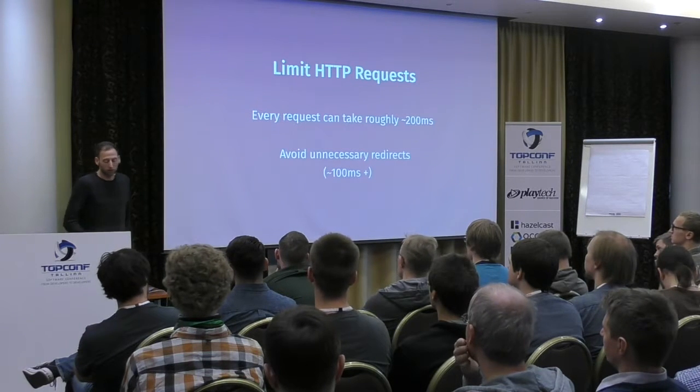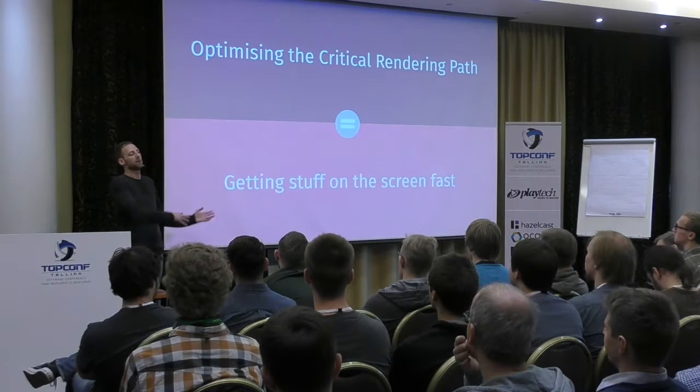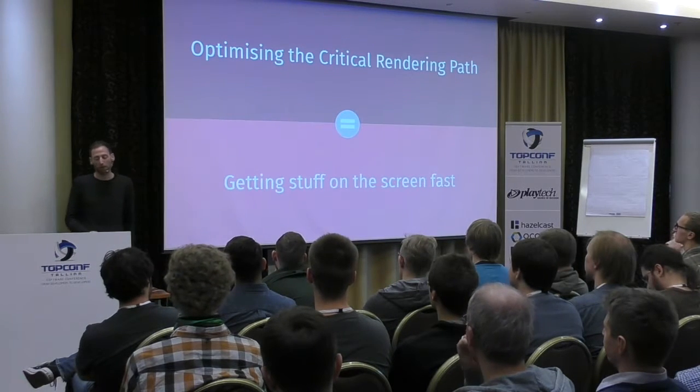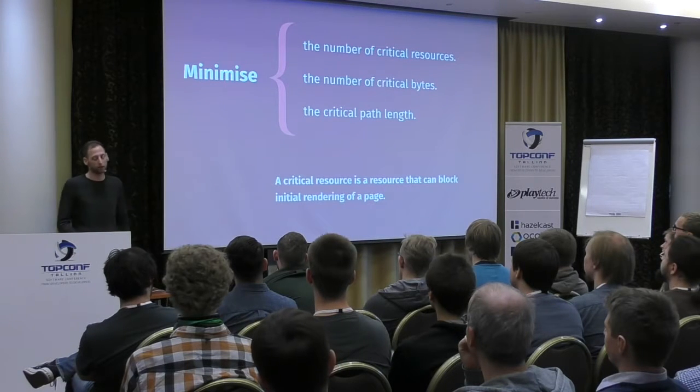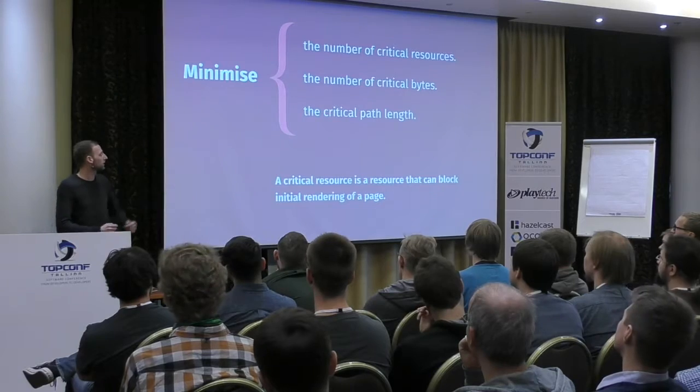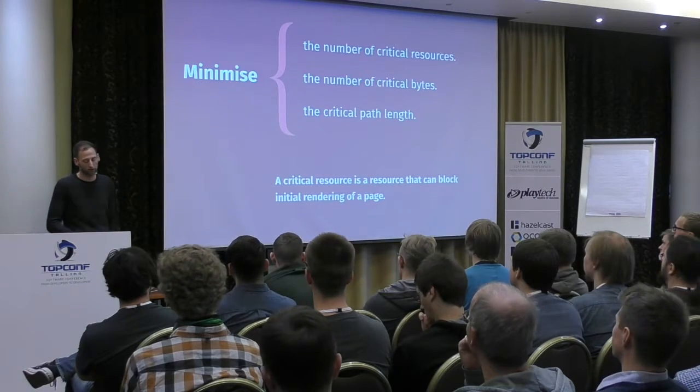So optimizing the critical rendering path basically means getting stuff on the screen fast. We want to minimize the number of critical resources, critical bytes, and critical path lengths. And as I said, critical resources are the ones that block render.